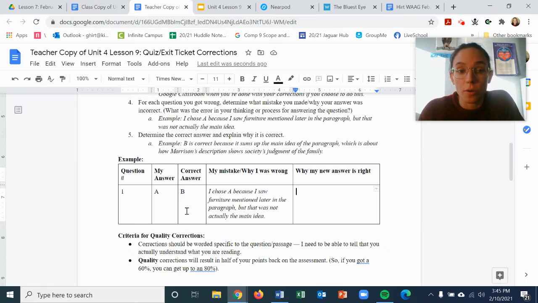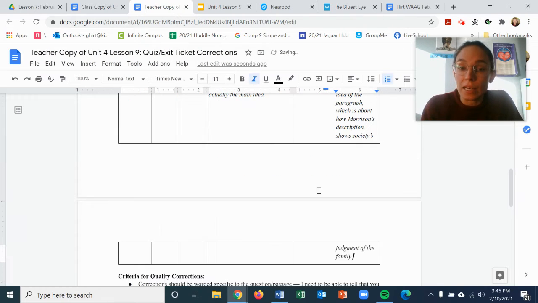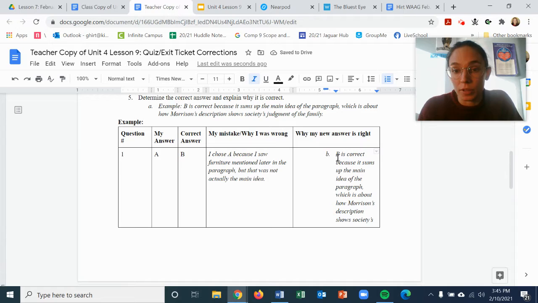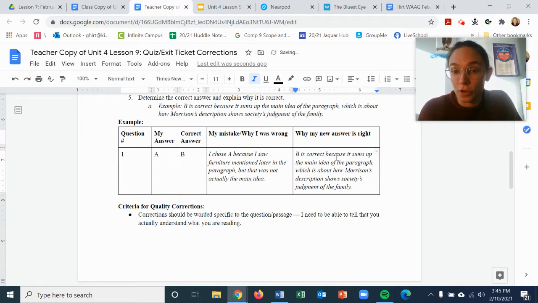Once I've figured out what my new answer is, I need to explain why it is correct. So B is correct because it sums up the main idea of the paragraph, which is about how Morrison's description shows society's judgment of the family, right? The paragraph is not about the furniture. It's about the family and society's judgment of the family.